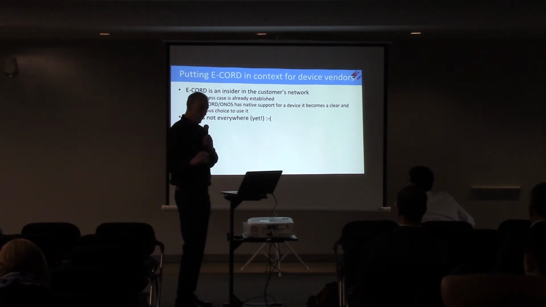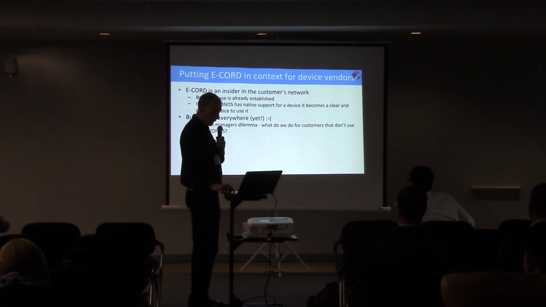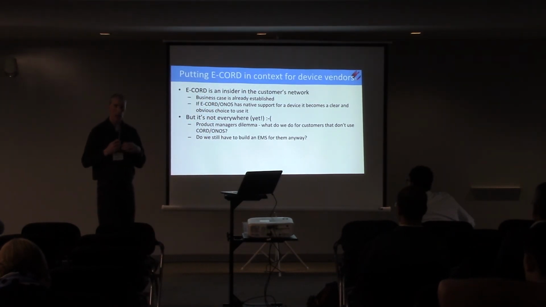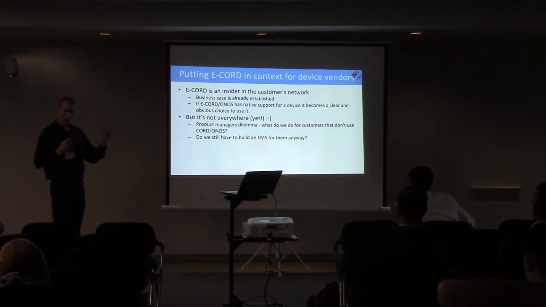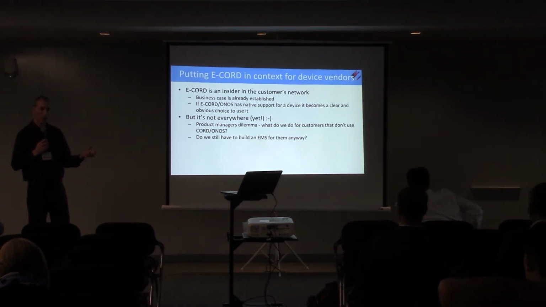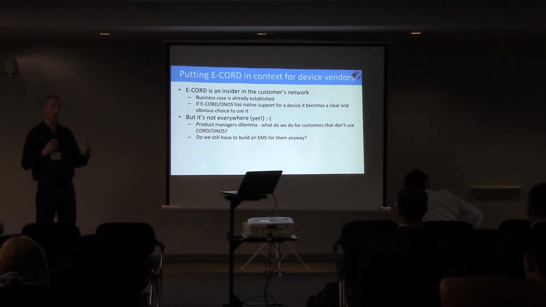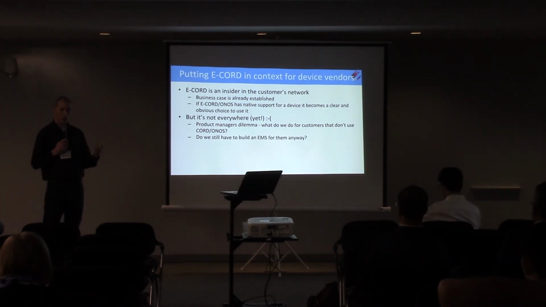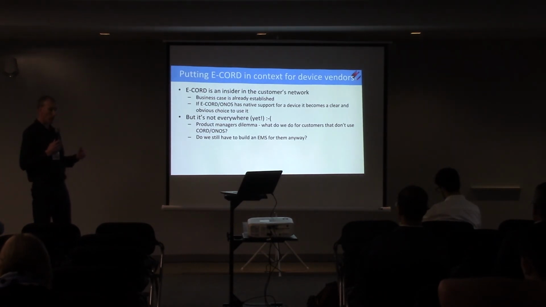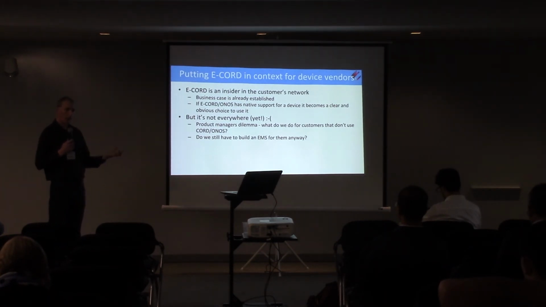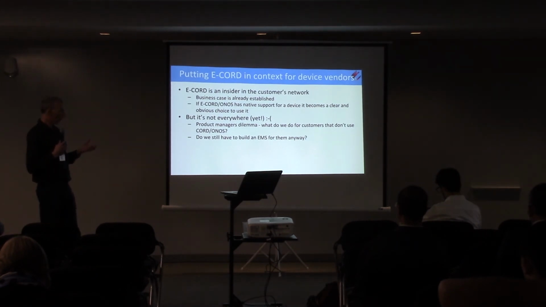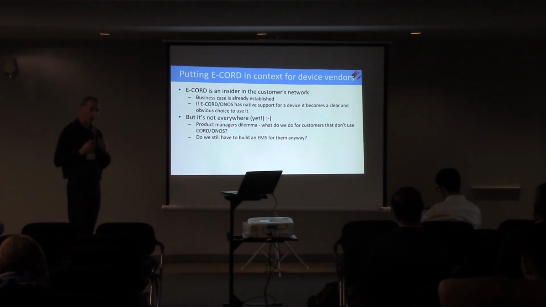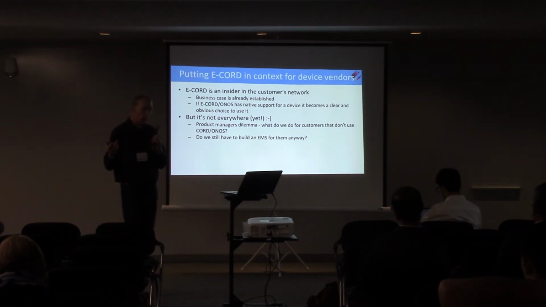But from the perspective of the product manager inside a vendor company, they're looking at this product and saying, okay, we know CORD is there, we know it's in the customer network, but it's not in every customer network. So what do we do now? We still need to manage the thing. What about customers that don't use ONOS or CORD? Do we have to build a driver for every ecosystem or open source system out there? Or do we go off and build an EMS for all of those systems anyway?